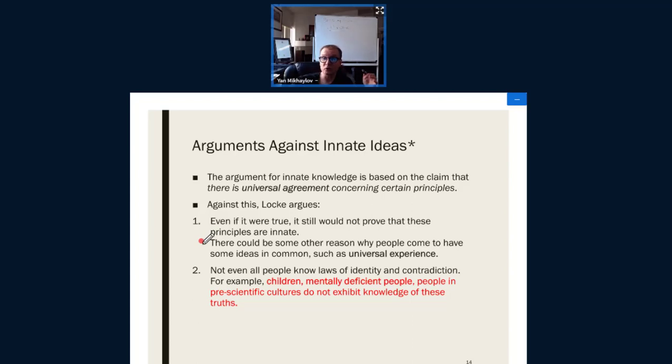Now, Locke argues against it by saying, first of all, it's not exactly true. But even if it were true, it would not prove that they are innate, right? You're saying we have the same experiences. We all see the same pens. They may not be literally the same, but you know what we mean when we call something a pen, right? So that's how we agree on that.